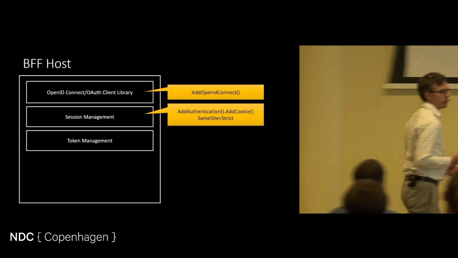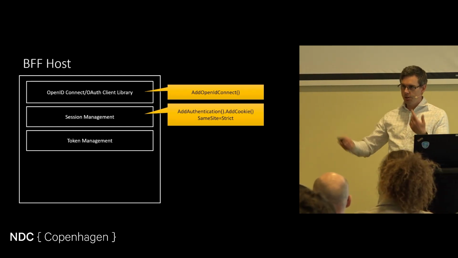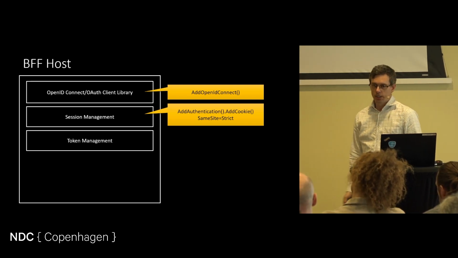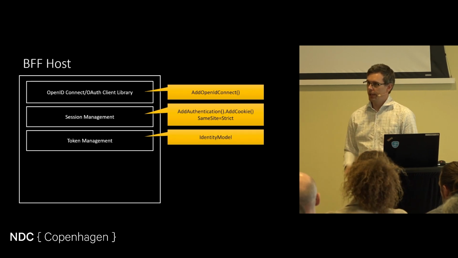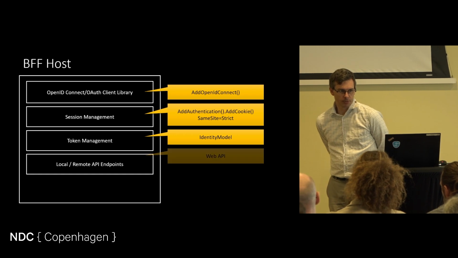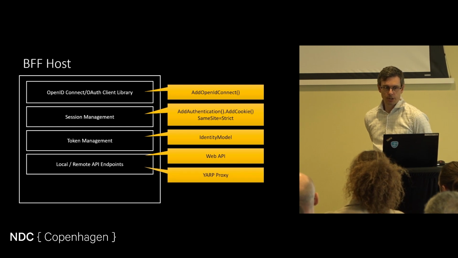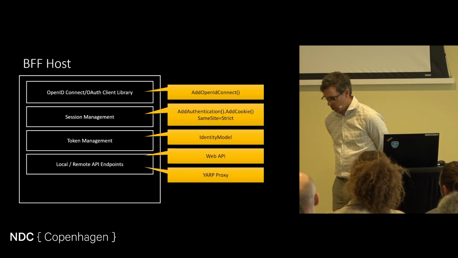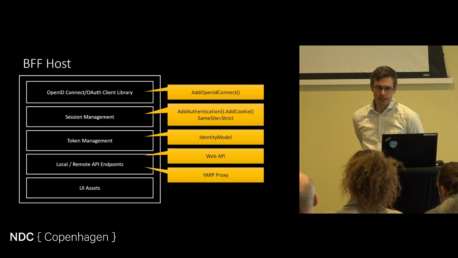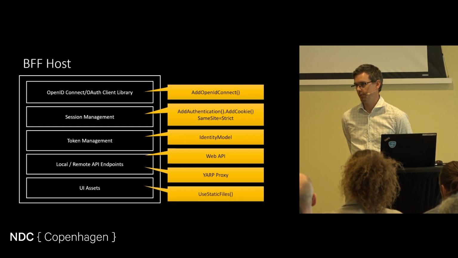We do need token management. We need to have renewal of tokens, storage of tokens, attaching tokens to outbound calls, etc. The open source identity model package can do that. We need local and remote API endpoints. I mean, that's a normal web API, isn't it? And for remote endpoints, we can use the YARP proxy to send off calls to a remote host. And we need some UI assets, I mean, that can just be served out with static files. We need those.